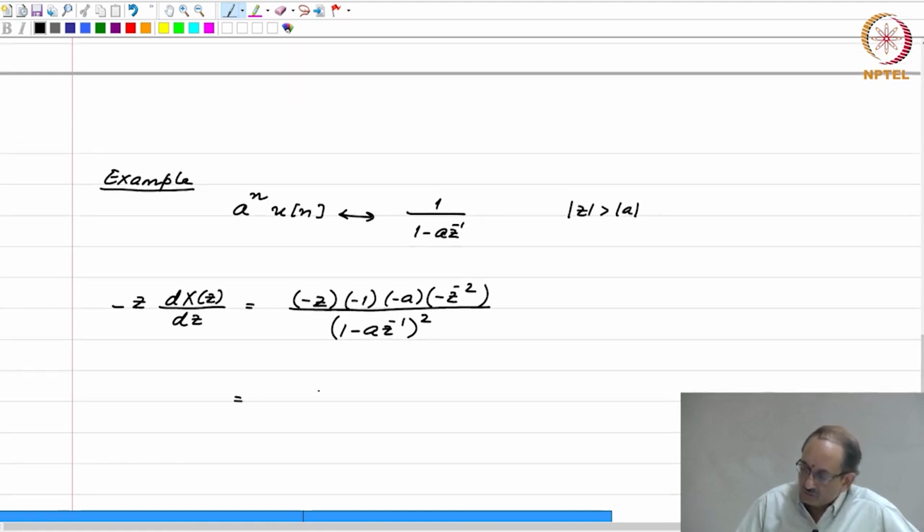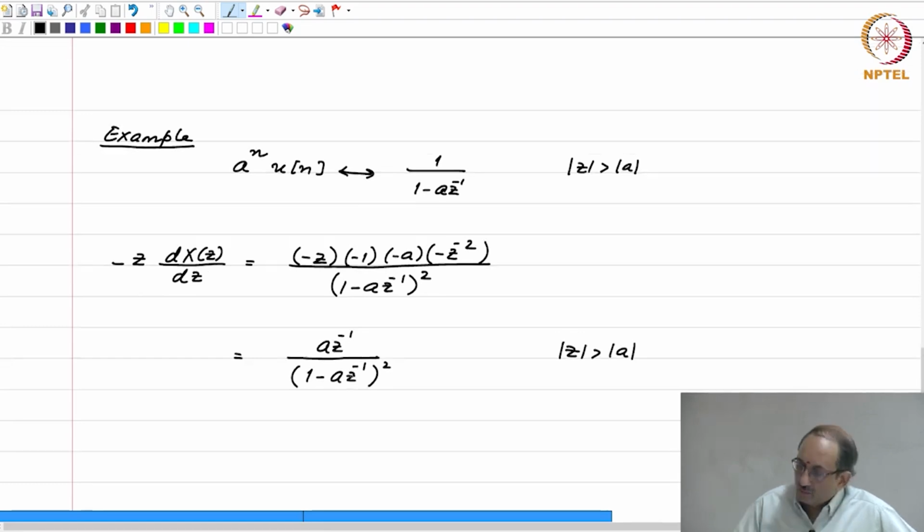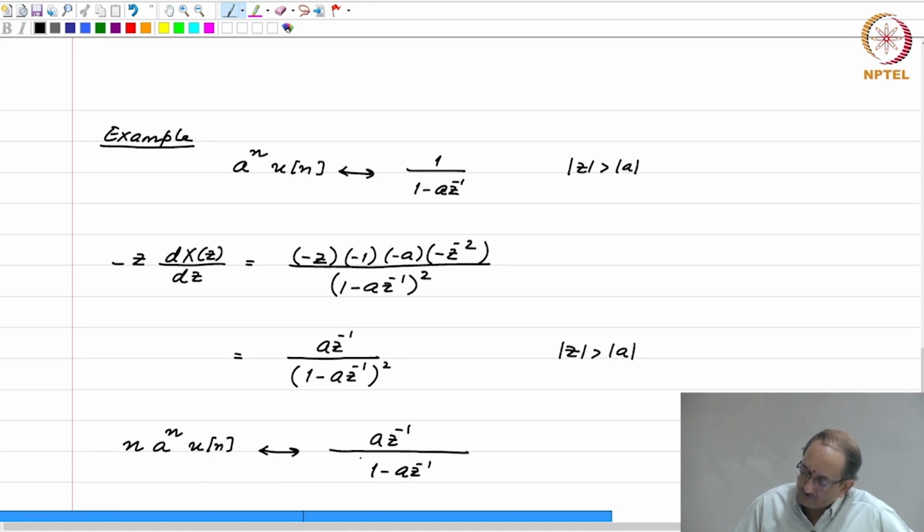Therefore, this now becomes az inverse by 1 minus az inverse whole squared. So, this of course is mod z greater than mod a, and this has to be the transform of n times x of n. So, you have n a to the n u of n. So, this has transform az inverse by 1 minus az inverse whole squared.